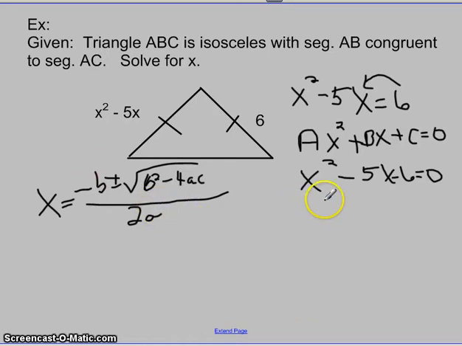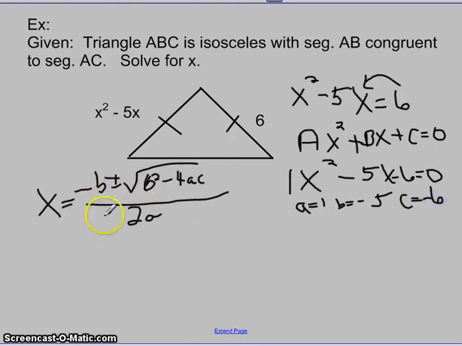So continuing on with this, it looks like my a is 1, so I'm just going to write this down real quick. a is equal to 1, my b is equal to negative 5, and my c is equal to negative 6. So now I have to plug those values into the formula.